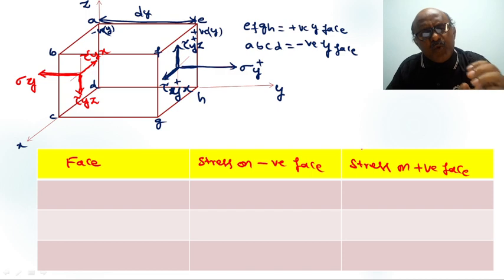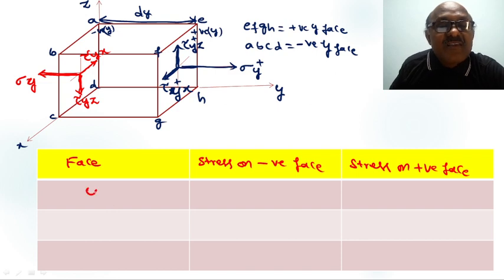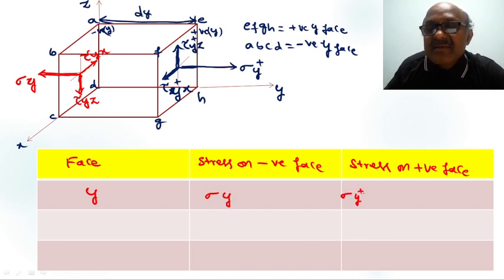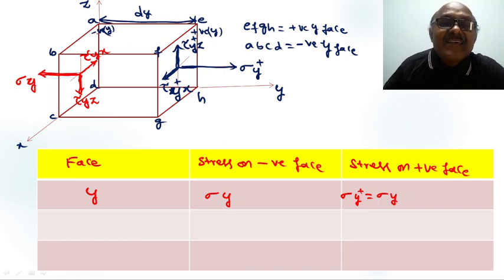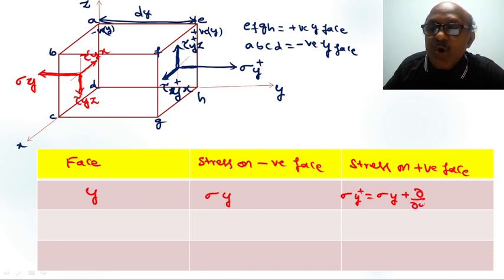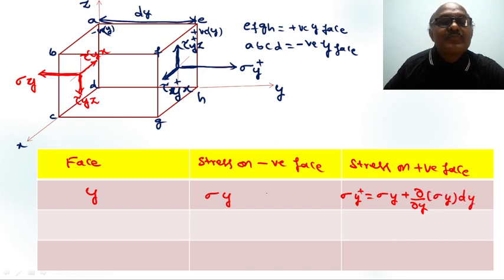Whatever procedure was followed for the x face, the same procedure is applied here also. This face is y, so here is sigma y. On the negative face, the normal stress is sigma y. What is sigma y plus? That is equal to sigma y plus, when it is passing through the dy distance, dou by dou y of sigma y into dy.